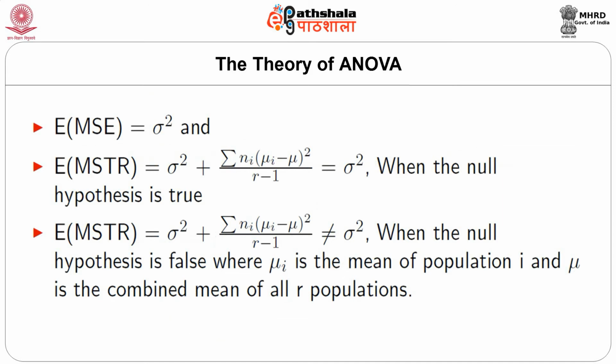Expected value of MSE is sigma square, that is of course obvious by now. And if I tell you that expected value of MSTR is sigma square plus summation n_i into (mu_i minus mu) whole square by r minus 1, I am sure you will not ask me the question what is equal to mu_i. You will accept it silently. This holds when the null hypothesis is true. If the null hypothesis is false, then expected value of MSTR will be not equal to sigma square, where mu_i is the mean of population i and mu is the combined mean of all r populations.